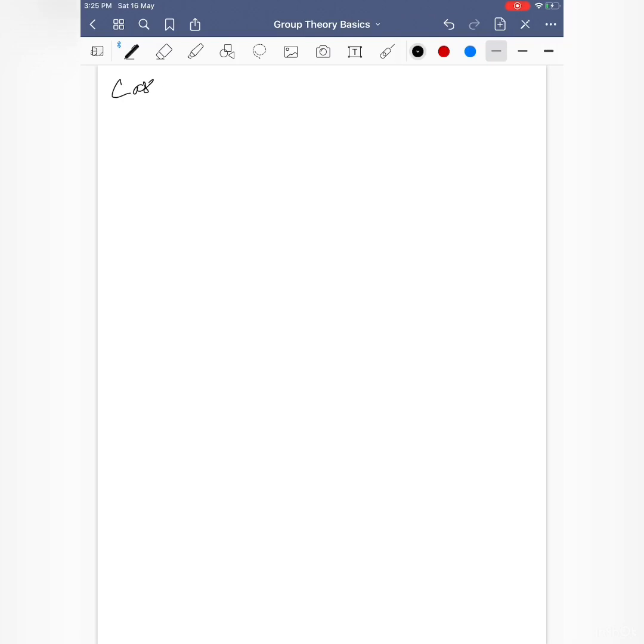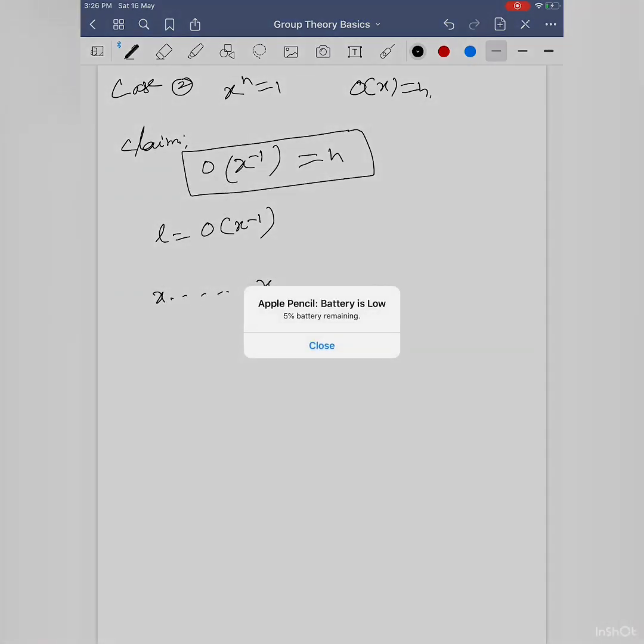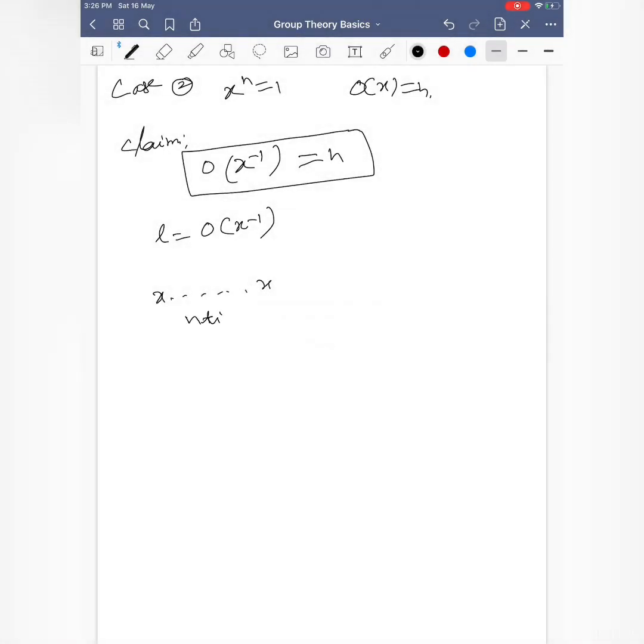So case 2: x power n equals 1, the order of x equals n. Claim: the order of x inverse is also n. Okay, so let's take L equal to the order of x inverse. It is clear that x multiplied n times equals identity. This is the definition, and n is the smallest.